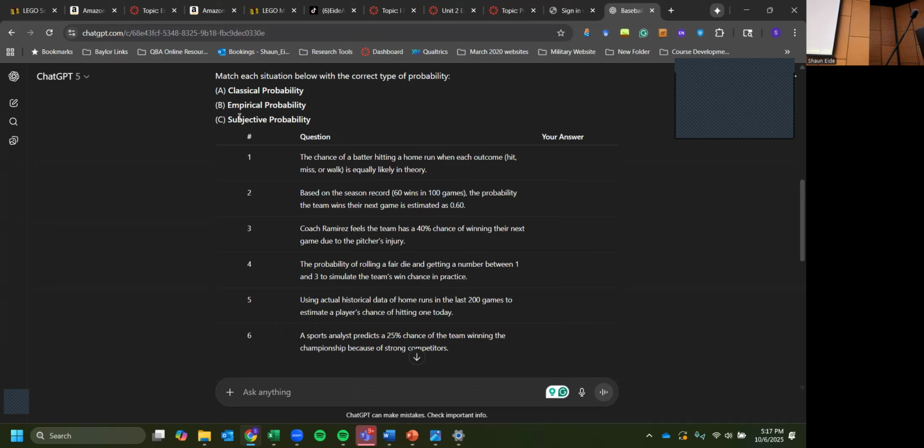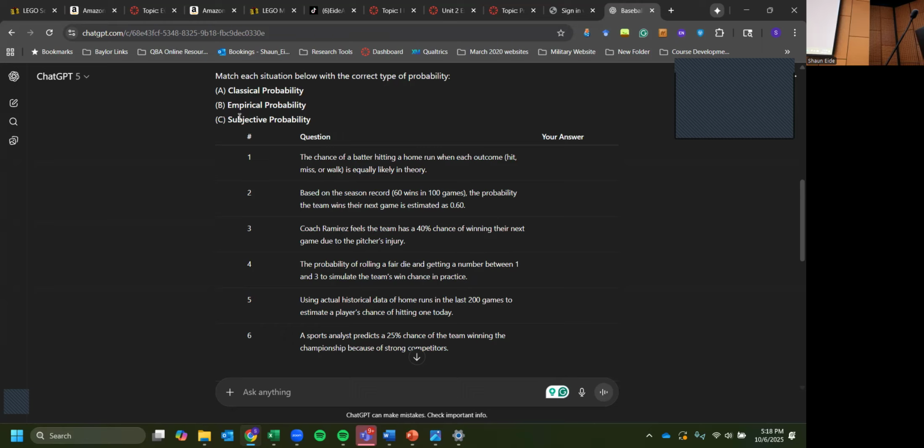Okay. The coach Ramirez feels that his team has a 40% chance of winning their next game due to the pitcher's injury. What is this? Subjective. Okay, why? Because it's based on lots of different information and really not either one of the other two.